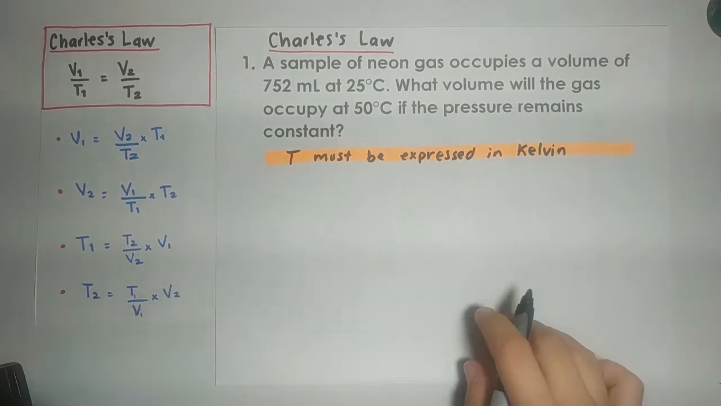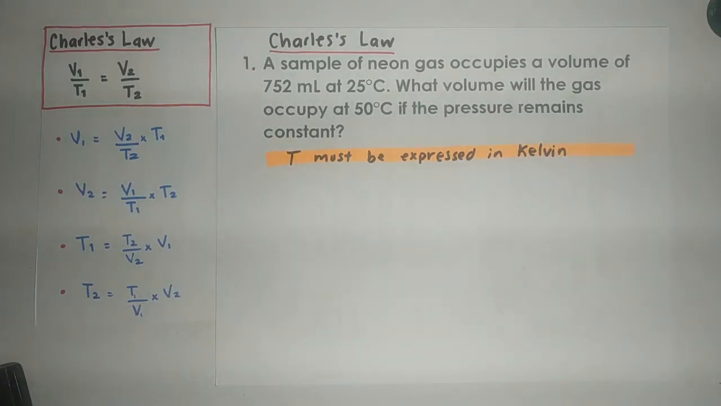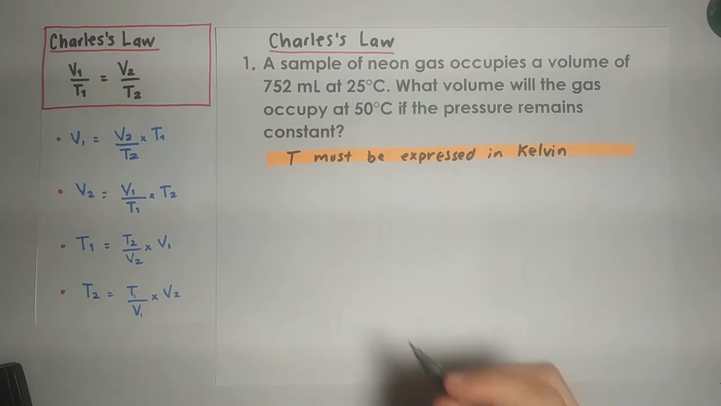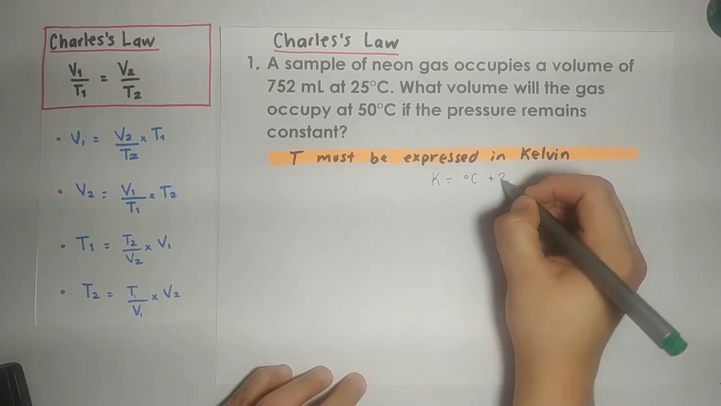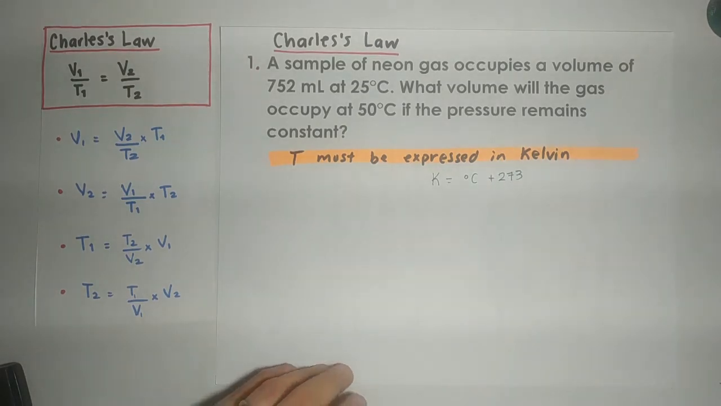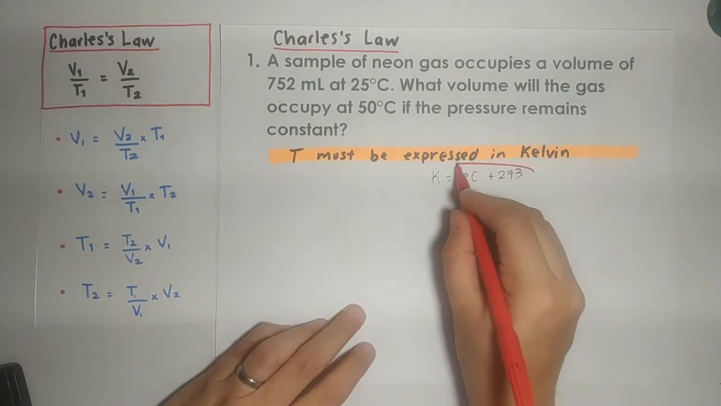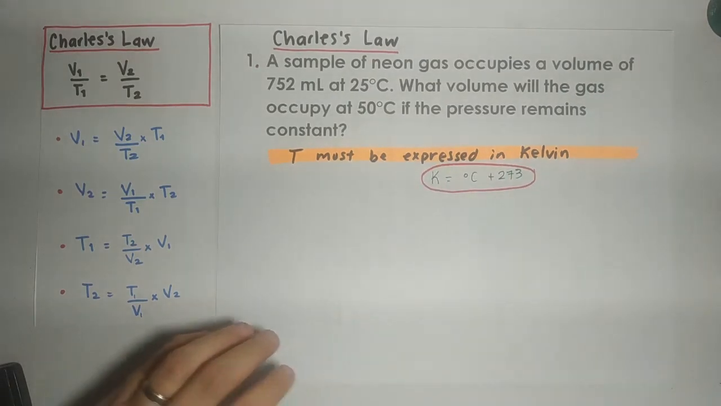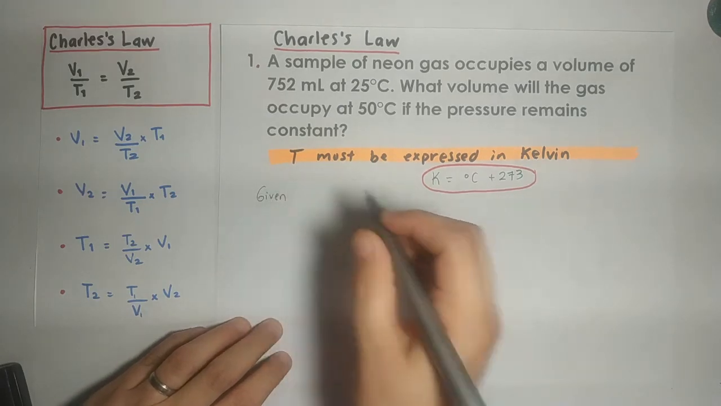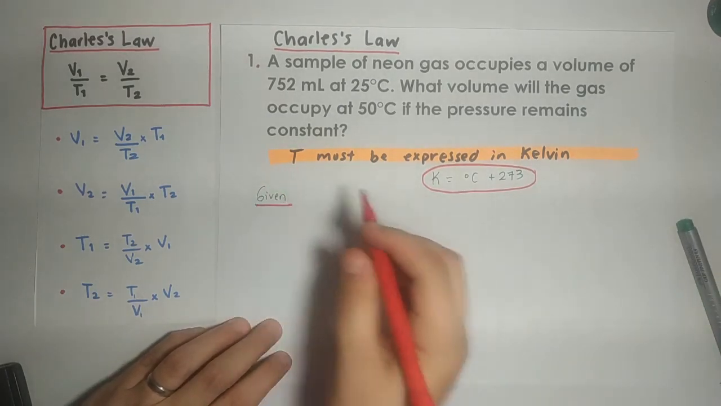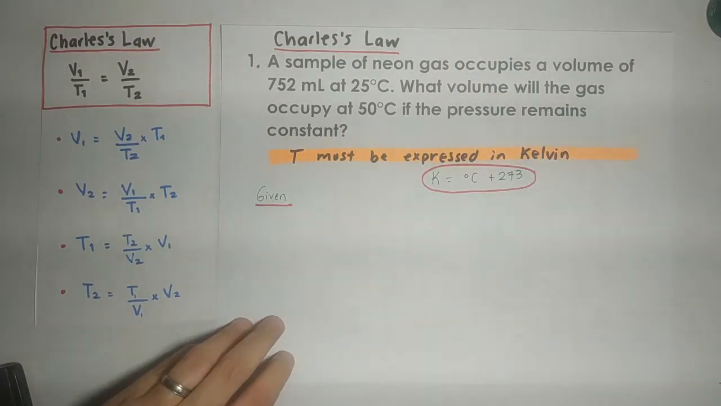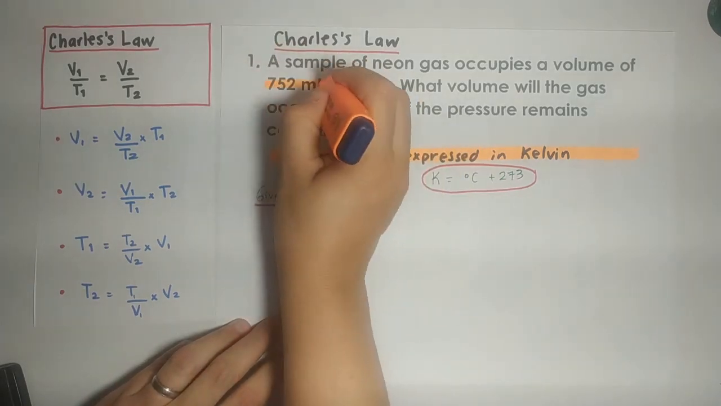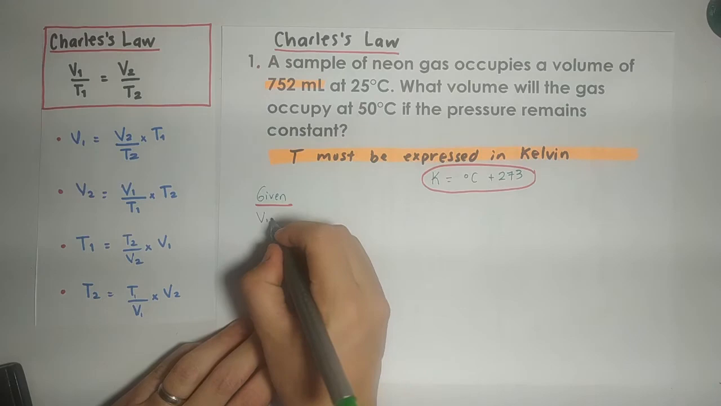Now, how do we convert to Kelvins? If you have Celsius, Kelvin is equal to Celsius plus 273. That is the formula. Now let's take a look. Let's write the givens from this problem. It says initially this gas occupies a volume of 752 milliliters. So this will be my initial condition for volume.